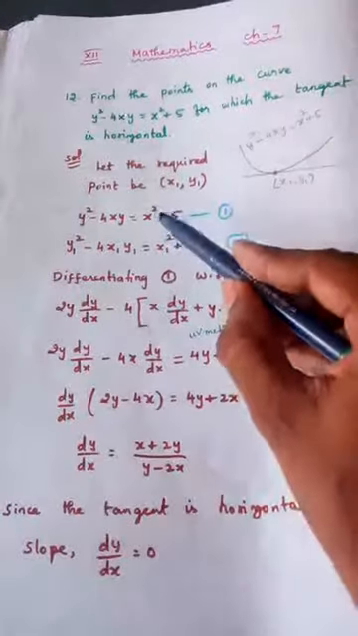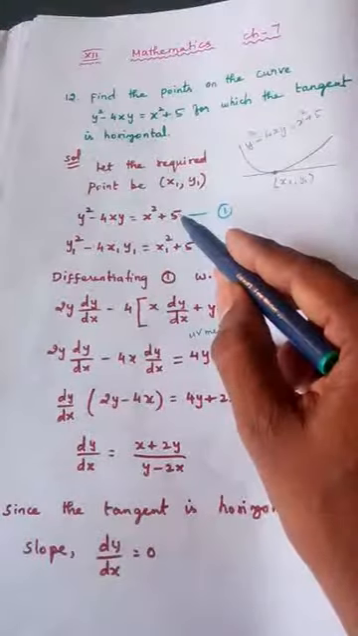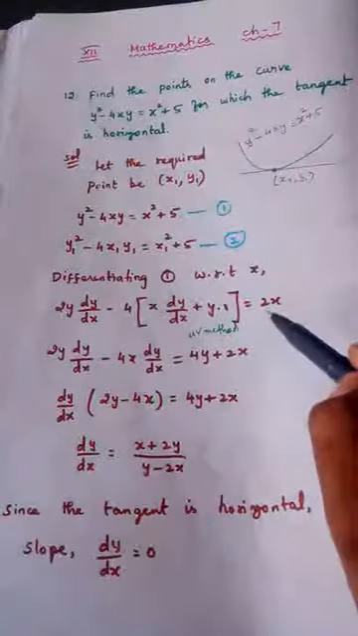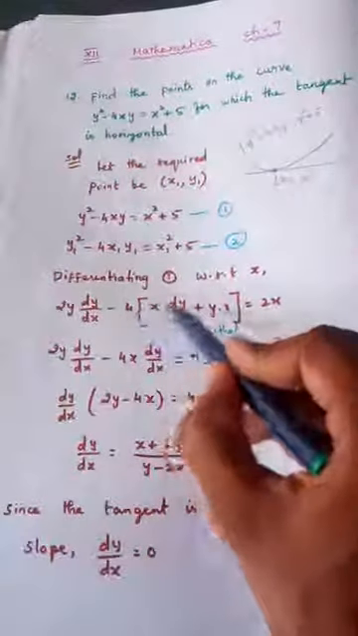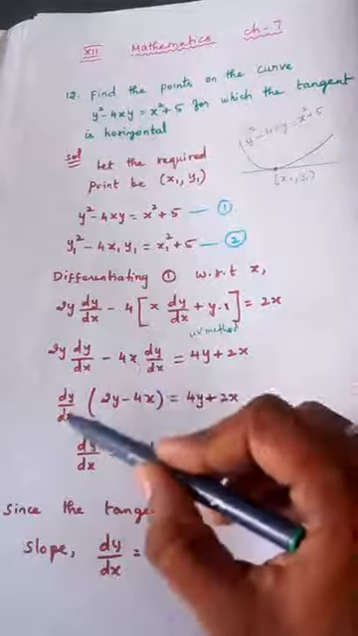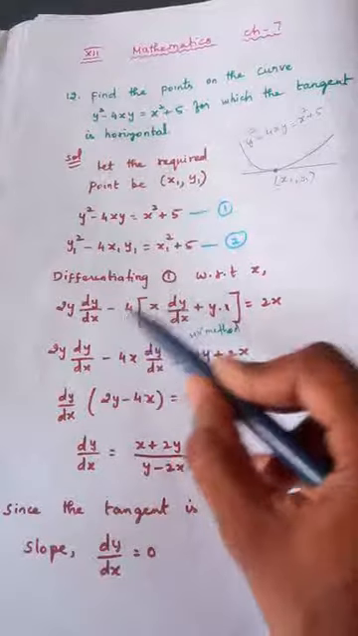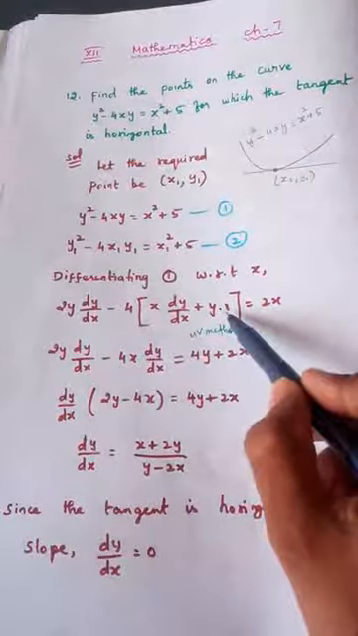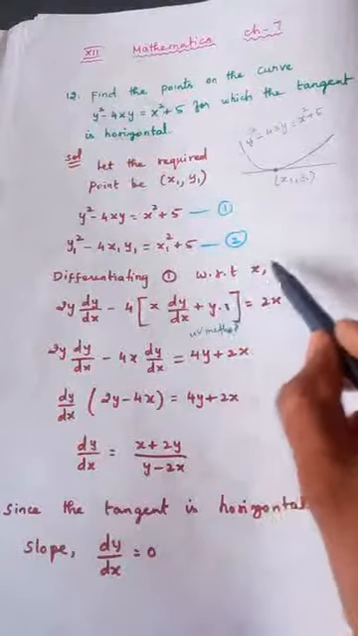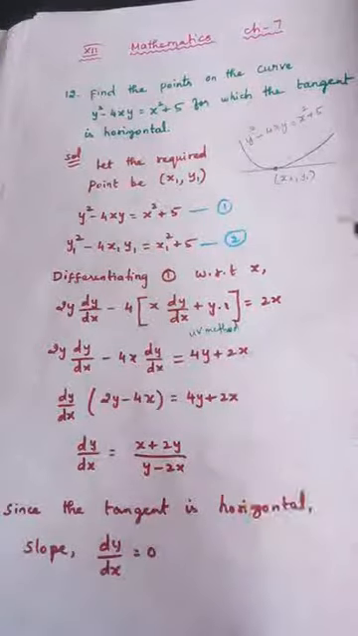Now if I go for the right hand side, x square differentiation is 2x and the differentiation of constant is 0. So only 2x will come. Our aim is to find dy by dx. So simplifying, I think you know this very well, by taking minus 4 inside the bracket. If I take this term, the answer will be minus 4y. That is being shifted to the right hand side and becomes 4y plus 2x.